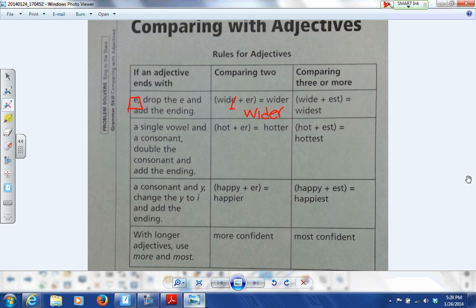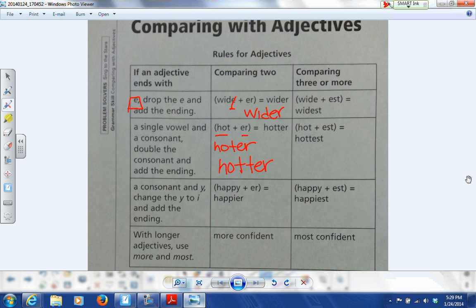If there's a single vowel and a consonant, you're going to double the consonant and add the ending. So now I have hot and I want to add ER, so I can't just write hoter. I've got to give it 2 T's. I'm going to double that consonant and add ER. Same thing goes with EST. Okay, so anytime you have anything that ends with a consonant, you're going to add another consonant and then the ER or the EST.